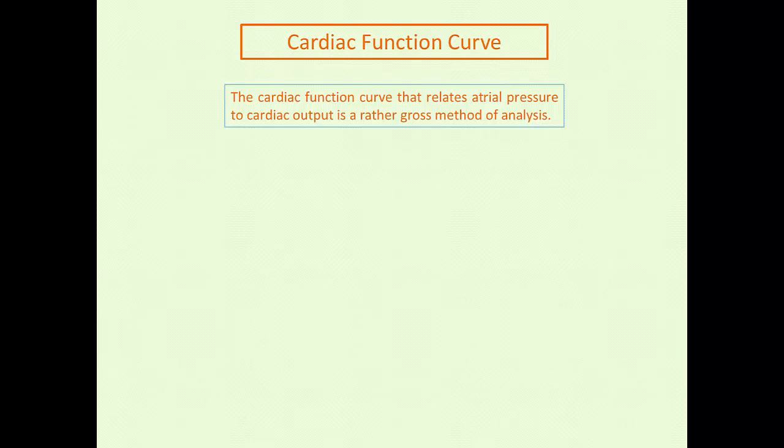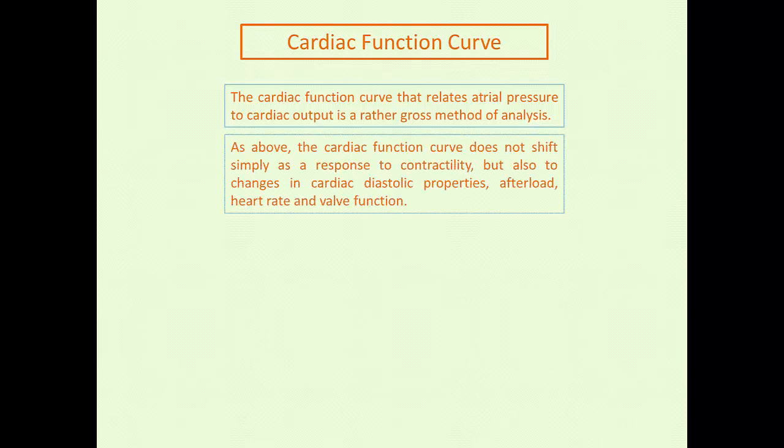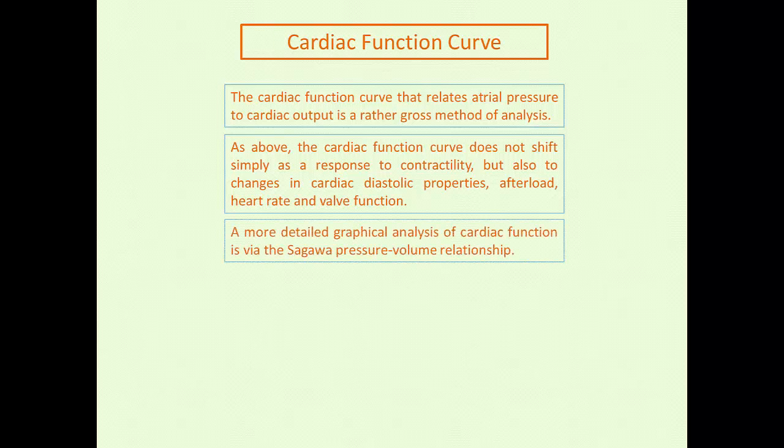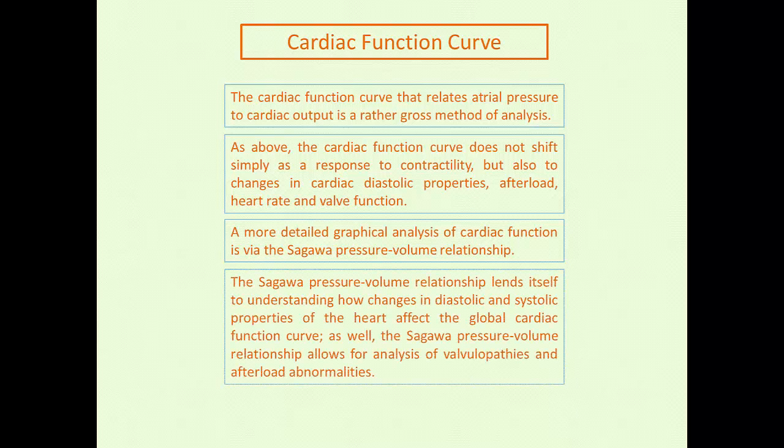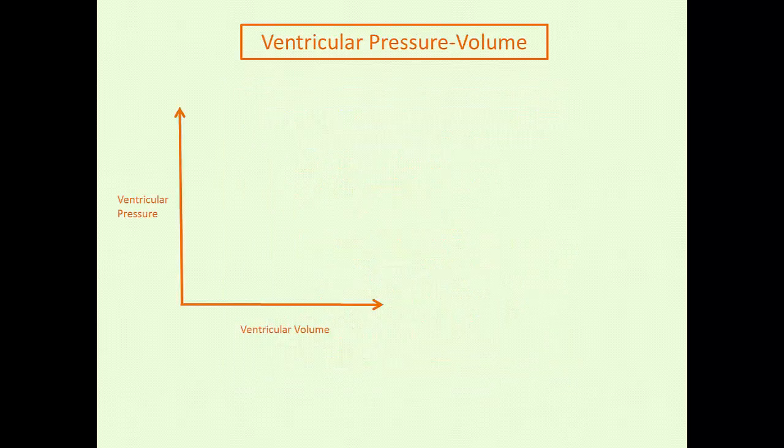So, the cardiac function curve relates right atrial pressure to cardiac output, and as I've discussed, it is rather a gross method of analysis. It shifts not only with changes in contractility, but also changes in diastolic properties, afterload, heart rate, and valve function. I hope to prove that to you using a more detailed graphical analysis of cardiac function, which I'm sure some of you have seen, the Sagawa pressure-volume relationship. It lends itself better to understanding how changes in diastolic and systolic properties of the heart affect the global cardiac function curve, and it also allows for analysis of valvulopathies and afterload abnormalities, which I'll get into.